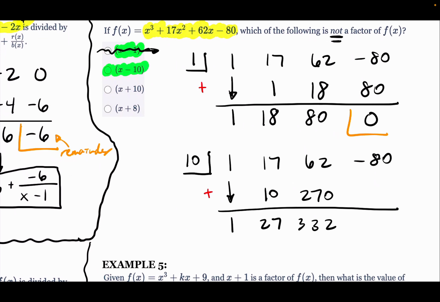So multiplying by 10 is not that bad because you're just adding a 0. So if you multiply 332 by 10, you're just adding a 0 to the end. 3,320, yeah.